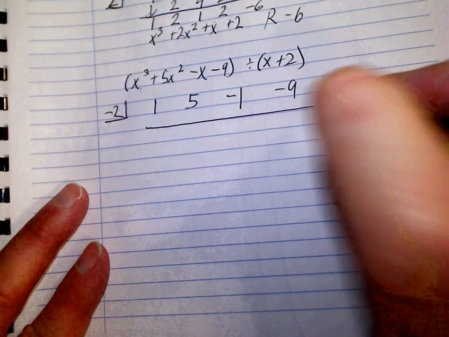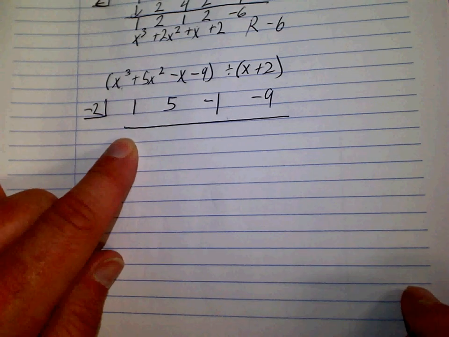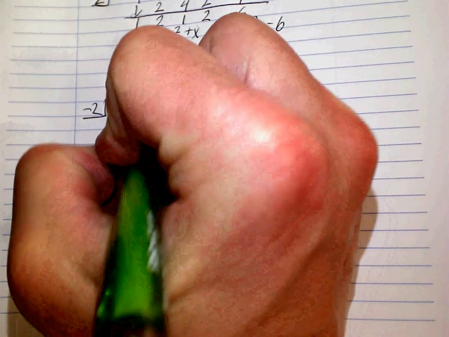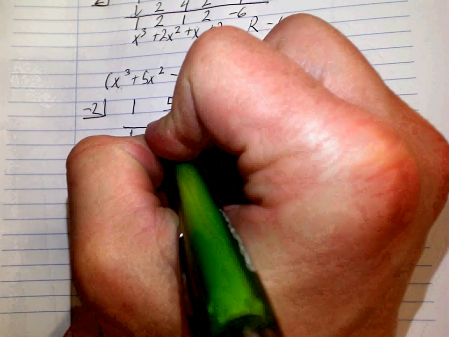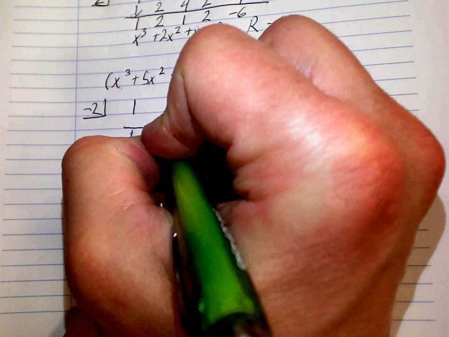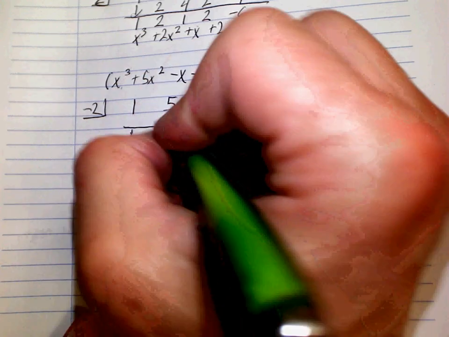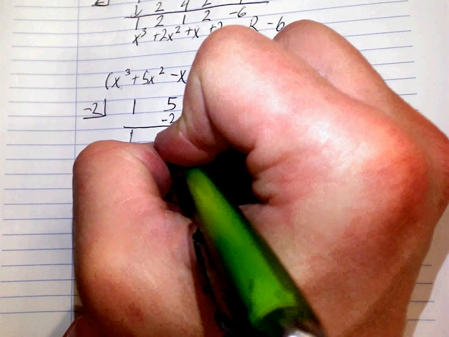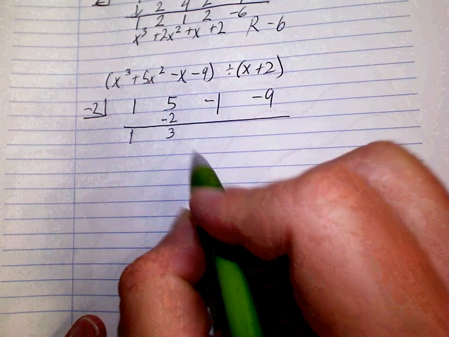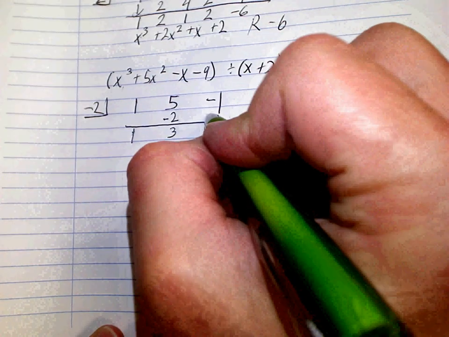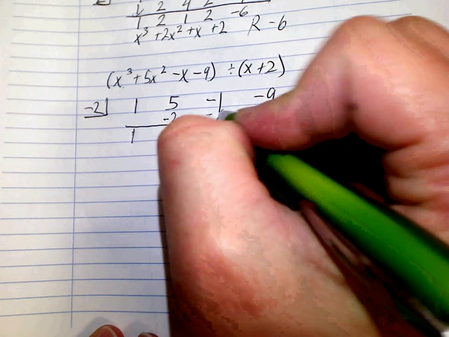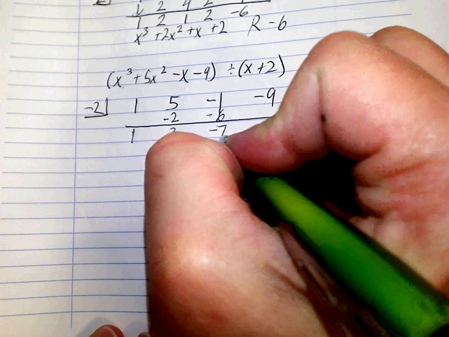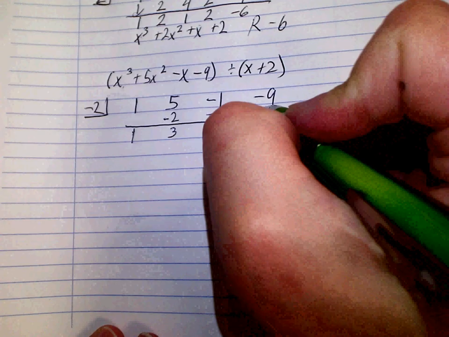What would be the first number brought down? Talk me through this. We have a what? A 1. What do we have below the 5? Remember, this is multiply. Negative 2. We add down. We get a what? 3. We multiply. We get a what? Add down. Negative 7. We multiply. We add down.